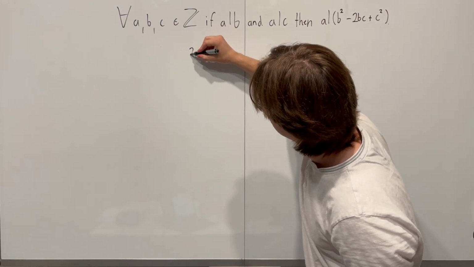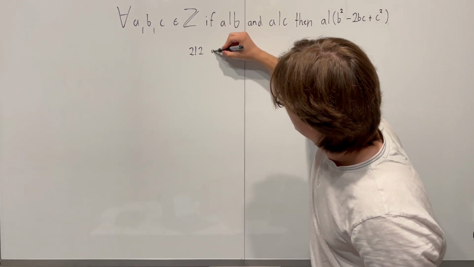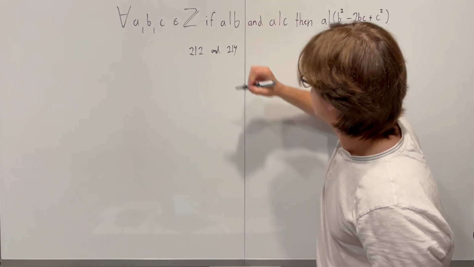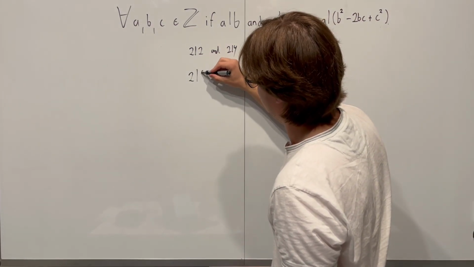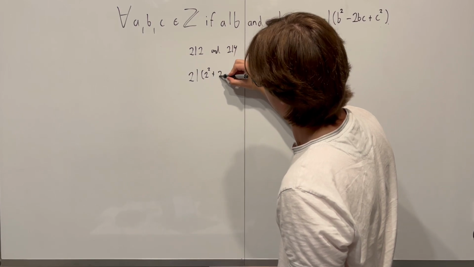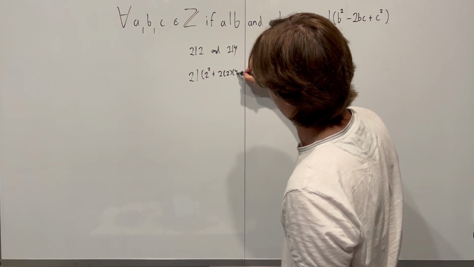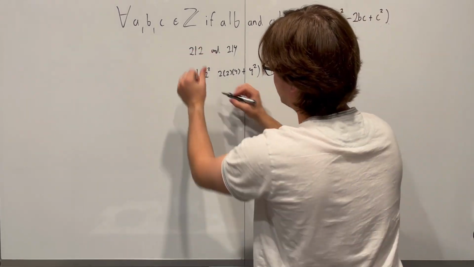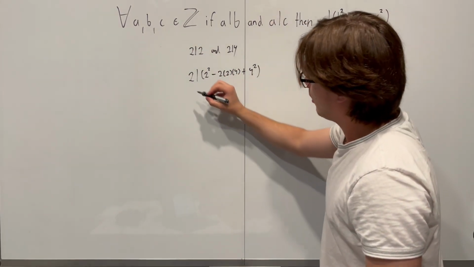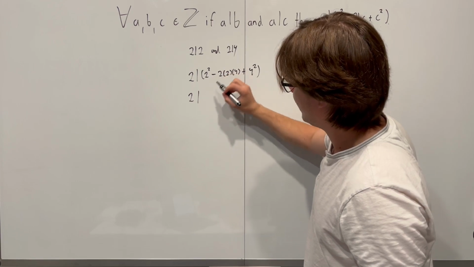So let's take 2 divides 2 and 2 divides 4. So we're then asking ourselves, is it true that 2 divides 2 squared plus 2 times 2 times 4 plus 4 squared, or not plus, we're dealing with a minus now. Well, let's have a look at this. Can we factor a 2 out of this?